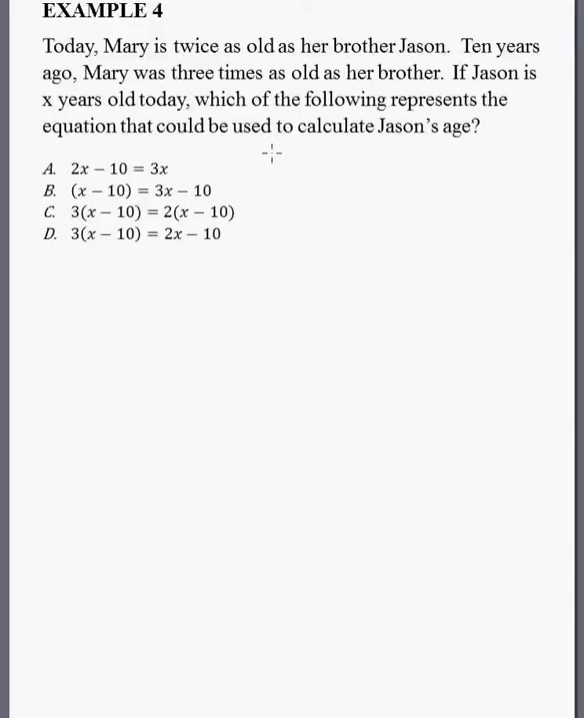Now, we were given Mary and Jason. So I think they gave us Jason's age as X. Even if they did not, you always want to take X or Y or the variable to represent the one with the lower age. So here we have Jason and we have Mary. So Jason is X. If Jason is X today, that means Mary is 2 times X because they say it's twice. So we have Mary as 2 times X.